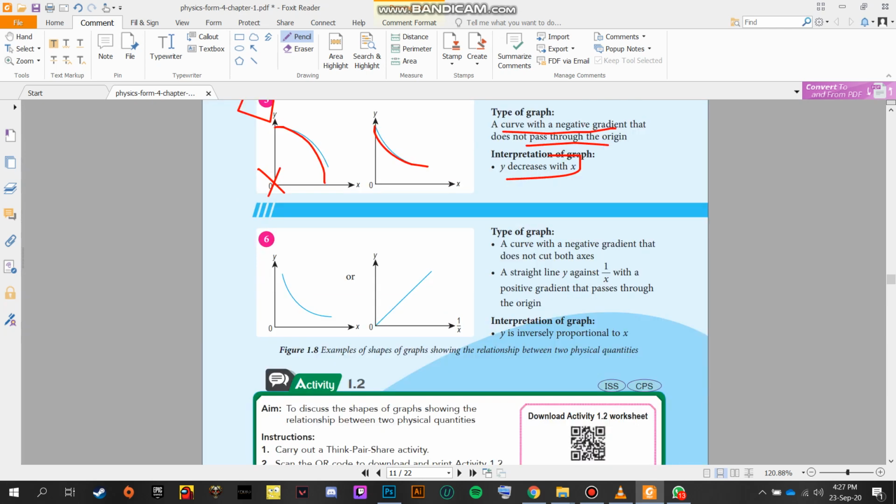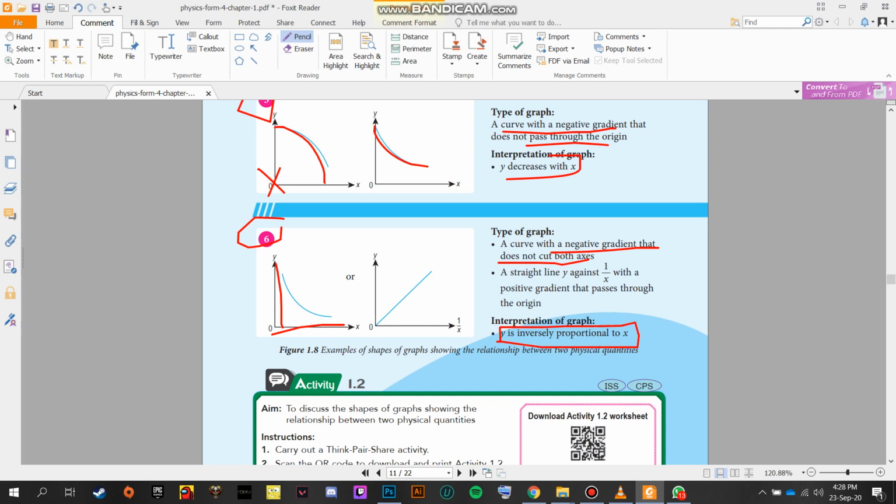It's as simple as that. And the last graph is a curve with a negative gradient that does not cut both axes, meaning it does not touch either the y-axis or the x-axis. The straight line of y against 1 over x with a positive gradient that passes through the origin, meaning y is inversely proportional to x. As the x increases, the y decreases. That's what this is trying to say. The y is inversely proportional to the x.